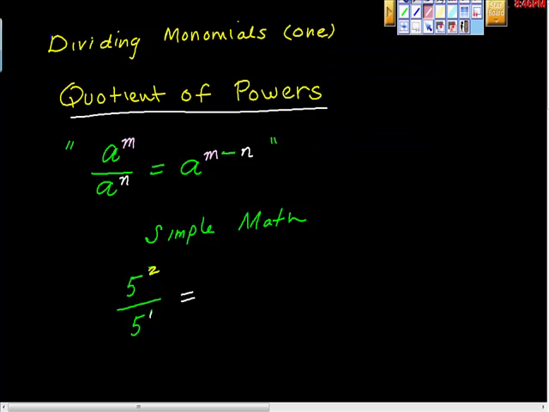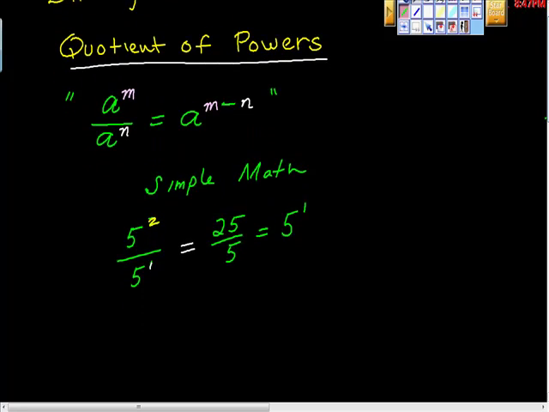And if we just look at this arithmetically, we know that 5 squared is equal to 25, isn't it? So we have 25 over 5, right? That is equal to, well, 25 divided by 5 is just 5, isn't it? And that would be 5 to the first power. Can we agree on that? 5 is 5 to the first power, right? If we don't see an exponent, we assume that the exponent is 1. So let's apply this rule and see if that works.